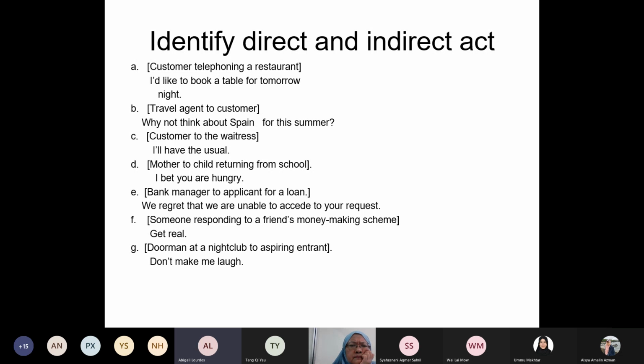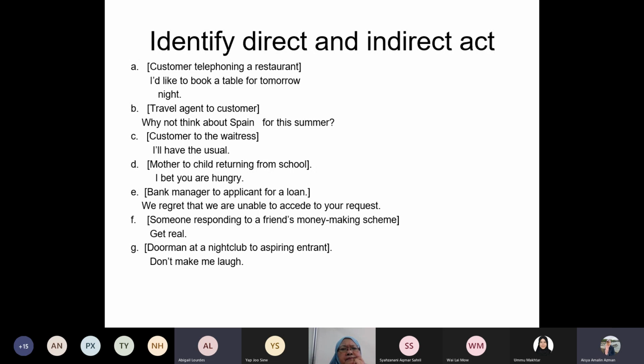So, why not think about Spain for this summer? The direct act is question and the indirect is requesting. You sure it's requesting? I feel like it's requesting because it's asking to think of that place. Could it be advice? Advice. But actually, what is most suitable for this situation? The travel agent, what's the function of a travel agent? The customer is always requesting, so it's not very correct or appropriate.